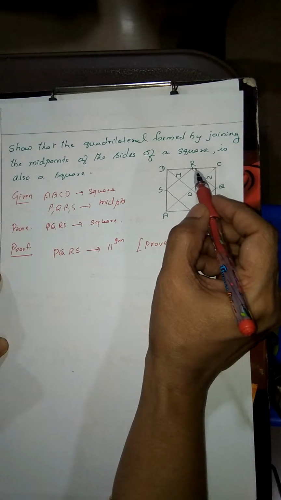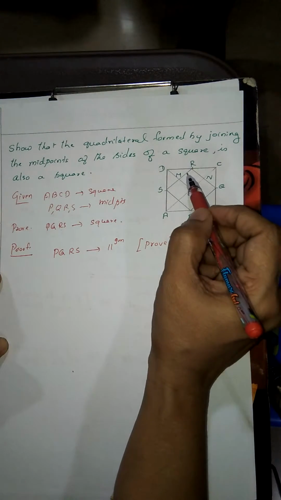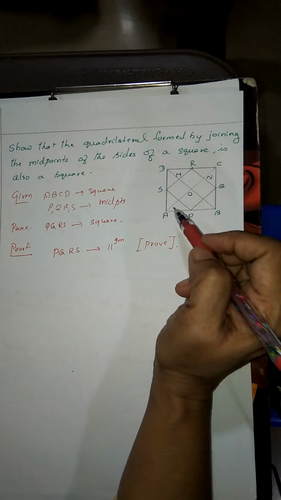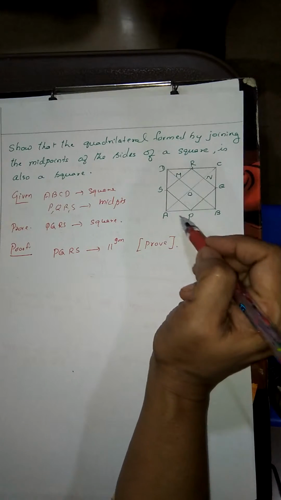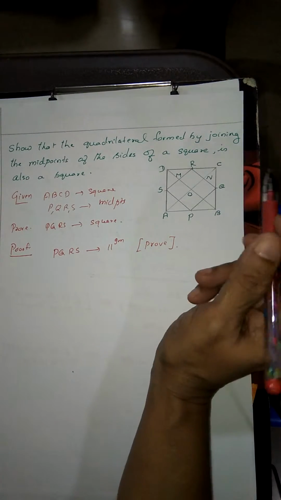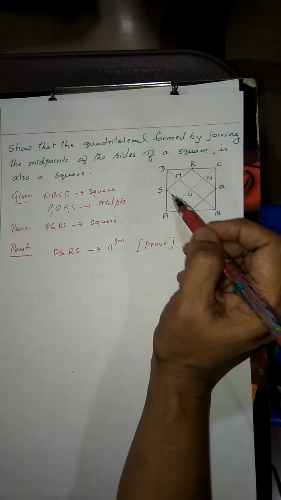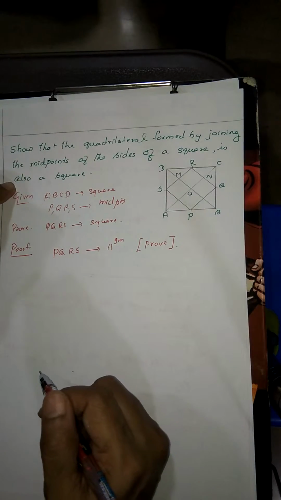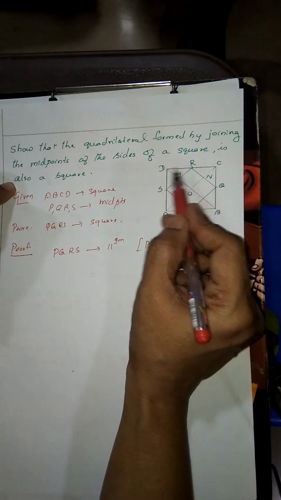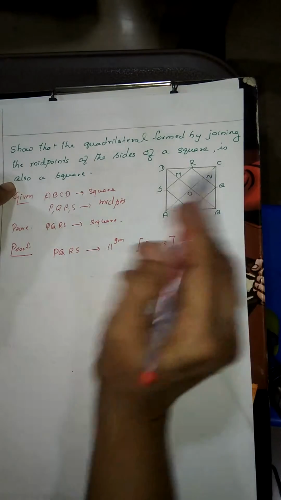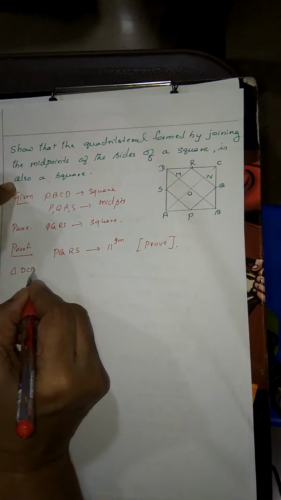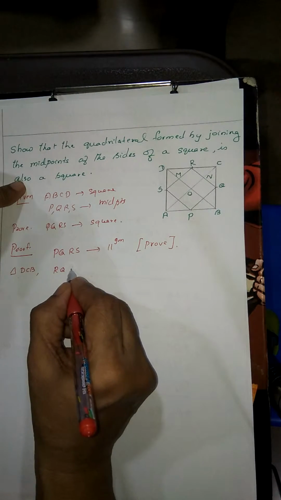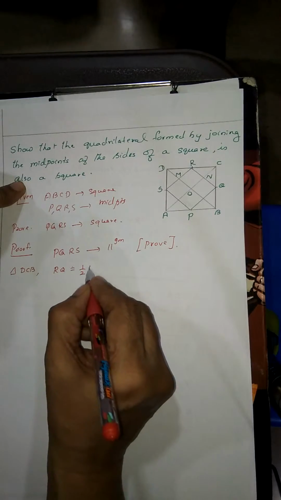Now to prove it is a square, we have to prove the adjacent sides. Now PQRS is a parallelogram. So to prove it is a square, you have to prove the adjacent sides are equal, once the adjacent sides are equal, all the sides will be equal. All the sides are equal, then all the angles are 90 degrees. So we'll first try to prove the adjacent sides are equal. For that, consider triangle DCB. In triangle DCB, you can say RQ is parallel to BD and RQ is equal to half of BD.